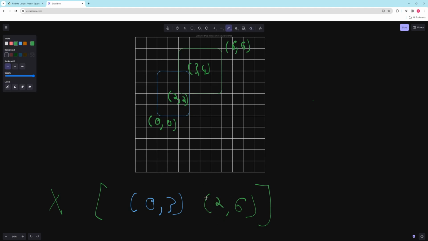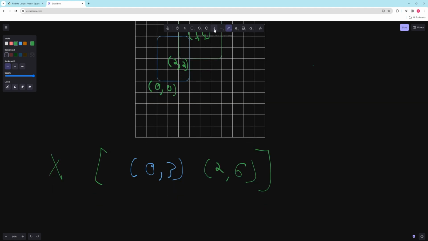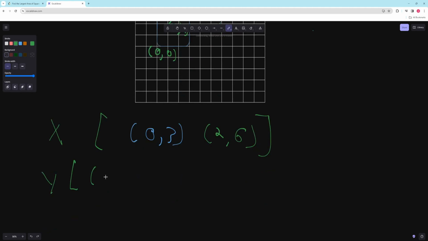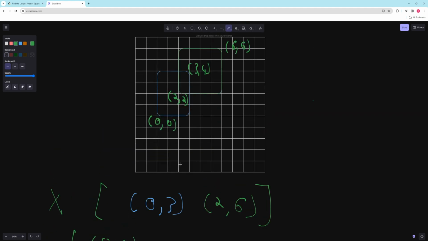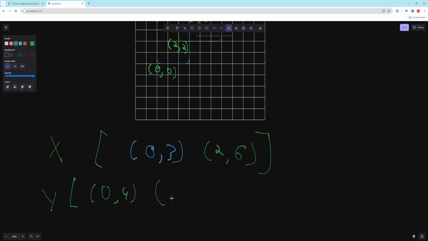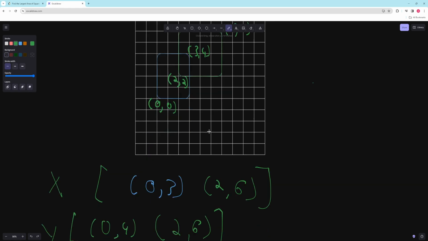Yeah, okay. So you get an X range. Same thing with the Y range, and we can sort it as well. So our Y range for this green square will be 0 to 4. And for the other square, it looks like it's 2 to 6. Yeah, for the rectangle, 2 to 6, because it's a 4 by 4.